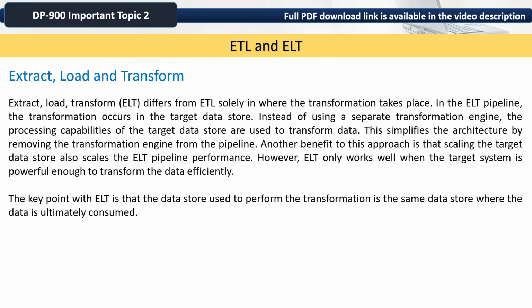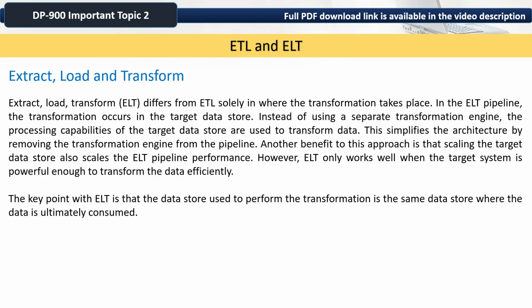In the ELT pipeline, the transformation occurs in the target data store. Instead of using a separate transformation engine, the processing capabilities of the target data store are used to transform data. This simplifies the architecture by removing the transformation engine from the pipeline. Another benefit to this approach is that scaling the target data store also scales the ELT pipeline performance. However, ELT only works well when the target system is powerful enough to transform the data efficiently.